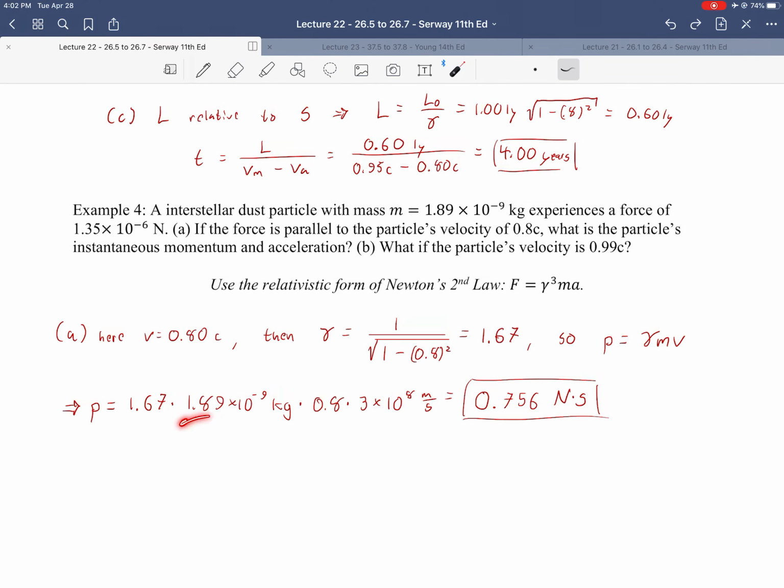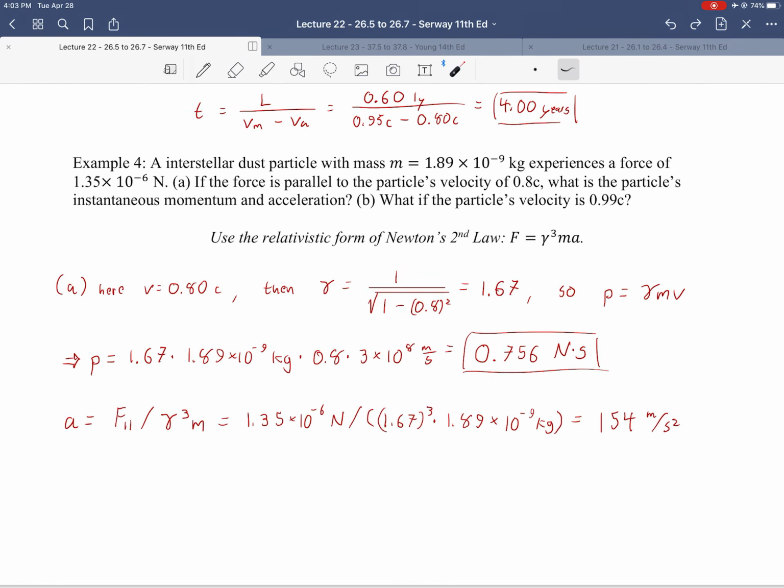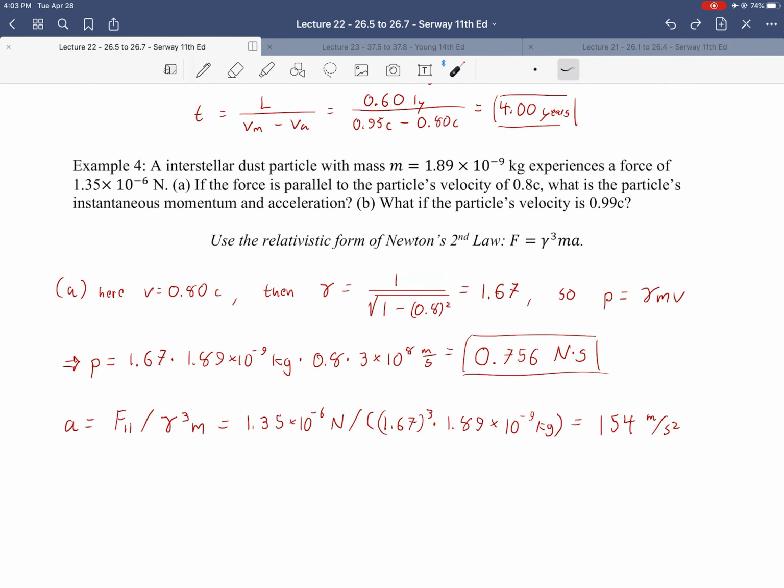So then I go ahead and find relativistic momentum. There we go: 1.67 times m, and then times v, which is just 0.8 times the speed of light. Here I'm using the approximate version of the speed of light, 3 times 10 to the 8. Then I have my momentum in newton-seconds. Not particularly large, but that's fine. It's a tiny, tiny particle, so that makes sense, because it's such a small mass. Even though it's a very high velocity, it's a very small mass.